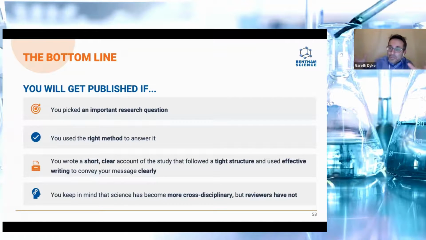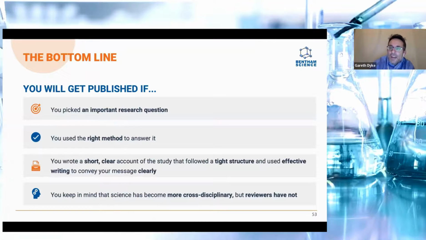Of course, you wouldn't be in the position that you're in if you weren't doing fantastic research. How to get that published, though, is a different matter. And of course, science has become more cross-disciplinary over the years, but often peer reviewers are not. They're focused on the issues. They're focused on the problems with your paper. They want to pick holes. They want to shoot your work down.